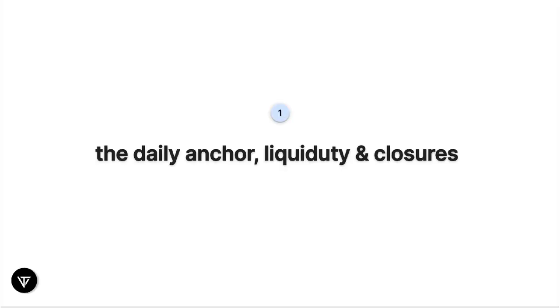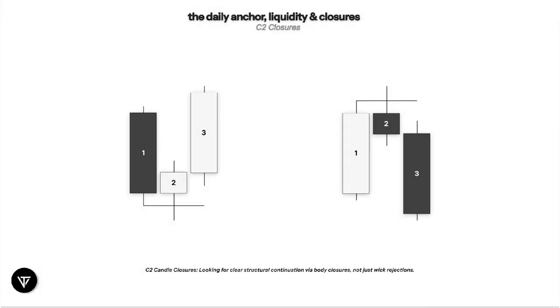All right, so step one, everything, and I mean everything, starts on the higher time frame. For me, that's the daily chart. If you don't know what the daily is doing, you have absolutely no business executing on the 5-minute period. So when I open the daily, the very first thing my eyes go to is candle closures. Specifically, I'm looking for C2 closures. I want to see that clear structural continuation. I'm not guessing if a wick is a reversal or not. I want the bodies to tell me the story, right?